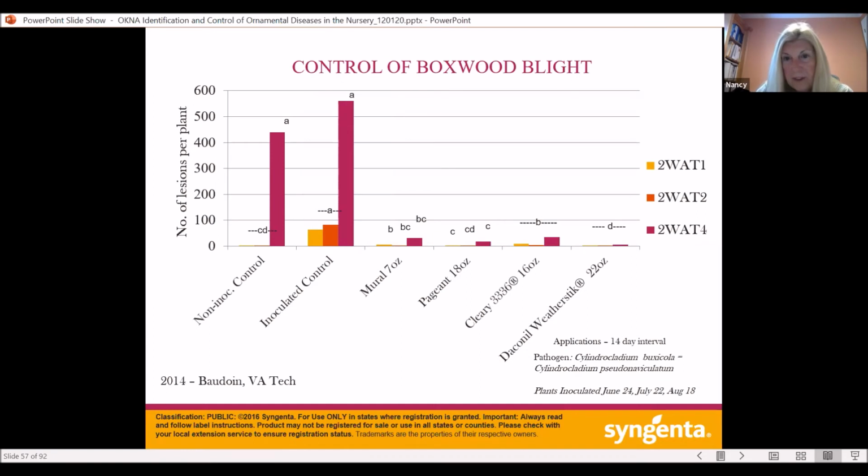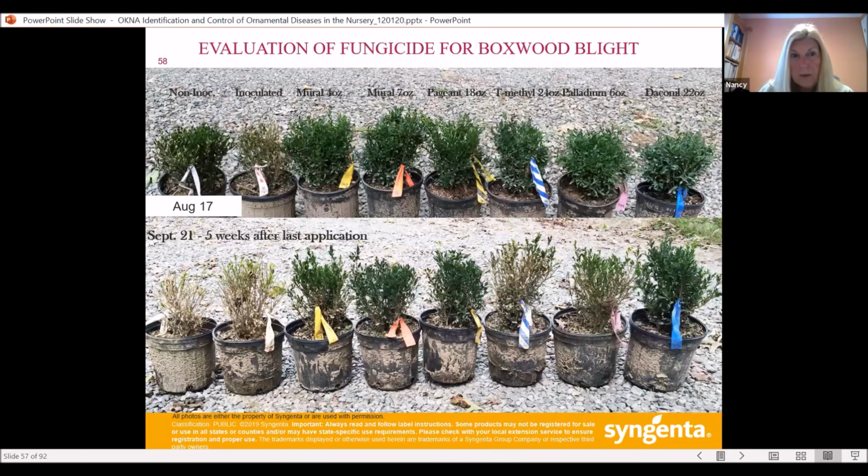This was a trial that was done back in 2014 at Virginia Tech, and these applications were applied on a 2-week interval. This was a trial that was done 3 years later, and again, looking at some other products, and you can see here, here's Daconil. Okay, so these fungicides were applied on a 2-week interval and keeping the plants look really, really nice.